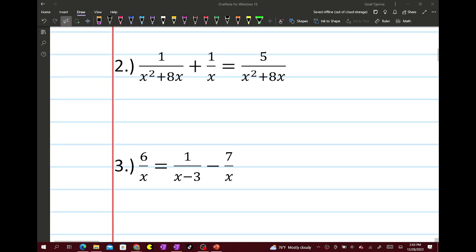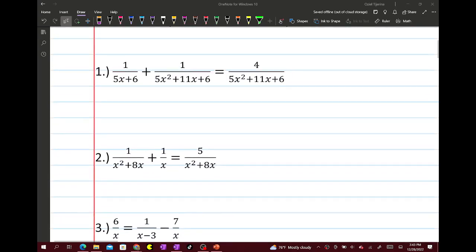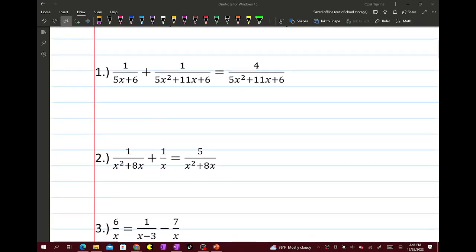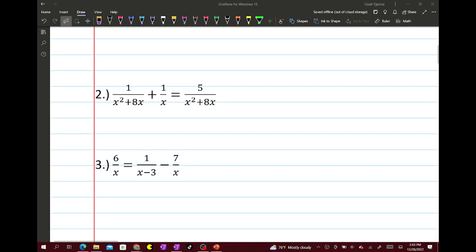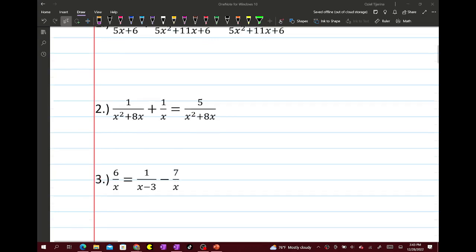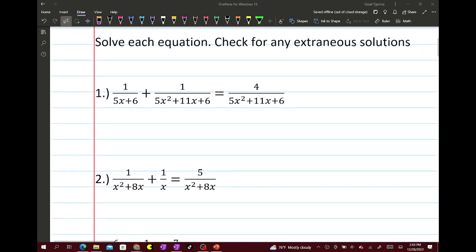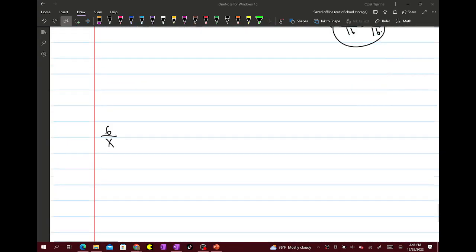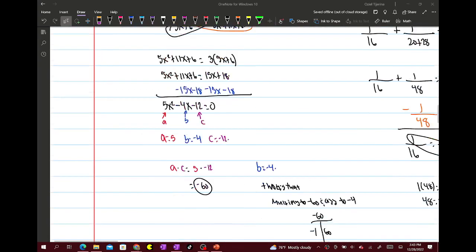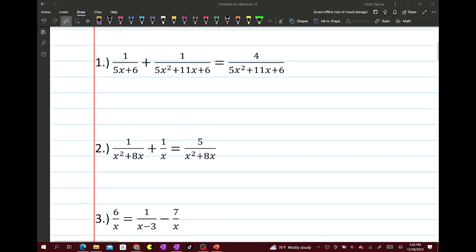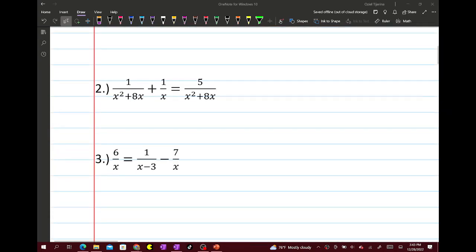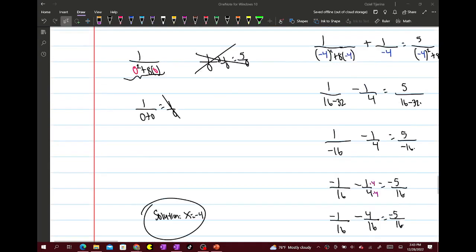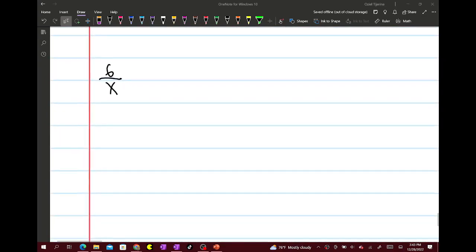So I ended up getting rid of number 4. Since all of these are kind of similar, we're just going to do these, and then in another video I'll do even way more complicated ones for this. So we're going to do number 3. It goes 6 over x equals 1 over x minus 3 minus 7 over x.